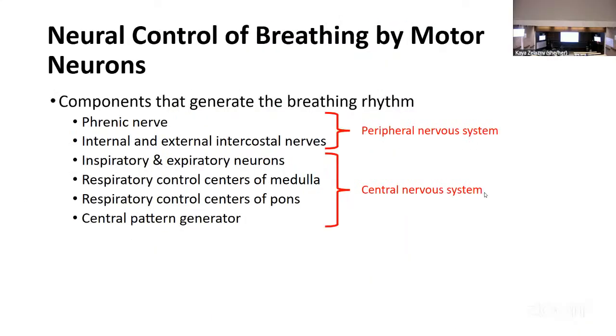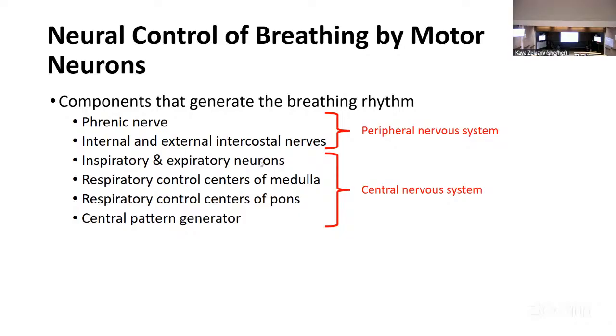So that's one piece. That's the mainly voluntary piece. But we do see some involuntary pieces, and those are going to have a lot to do with what's going on in your central nervous system, right? So the parts we just talked about in the peripheral nervous system, phrenic nerve, the internal and external intercostal nerves, the peripheral part out in the rest of your body.